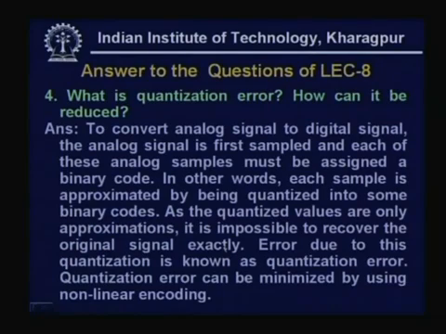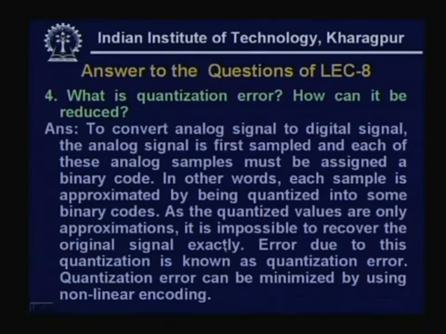Fourth question was, what is quantization error? How can it be reduced? Answer is, to convert analog signal to digital signal, the analog signal is first sampled and each of these analog samples must be assigned a binary code. In other words, each sample is approximated by being quantized into some binary codes, as you have already seen.